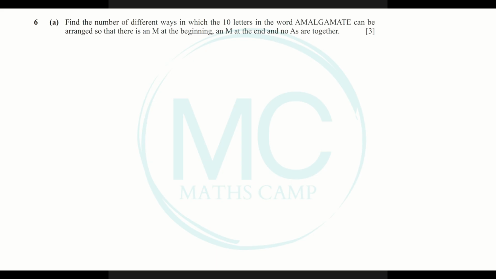Question 6a says find the number of ways in which the 10 letters in the word amalgamate can be arranged so that there is an M at the beginning, an M at the end, and no A's are together. It is always a good idea to make a note of your repeated letters. So in the word amalgamate, we have got 4 A's, 2, 3, 4. We have 2 M's. Then we have L, G, T, and E.